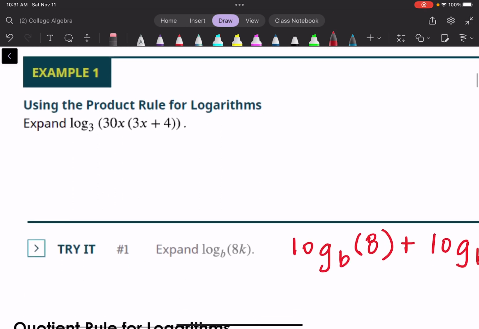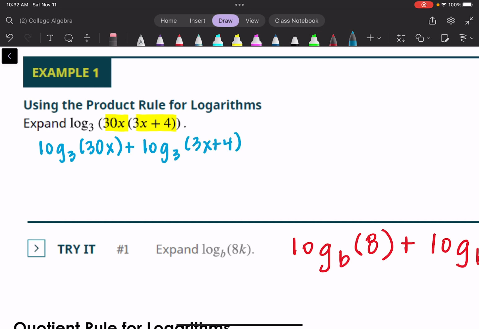So example number 1, we want to expand, which means write it as multiple logarithms, log base 3 of this expression. And so notice it is a product. And what that means is, it's this multiplied by this. And so we can apply those rules for logarithms and write the log base 3 of 30x plus the log base 3 of 3x plus 4.